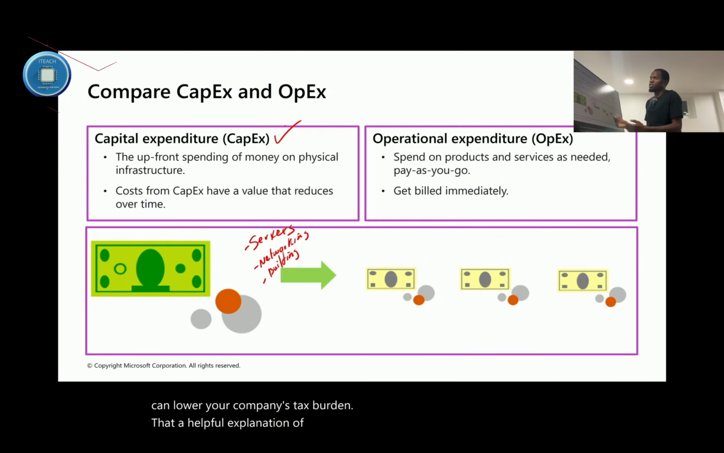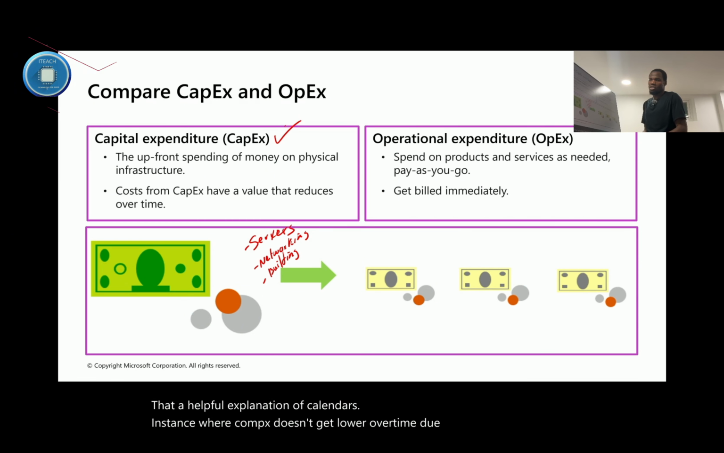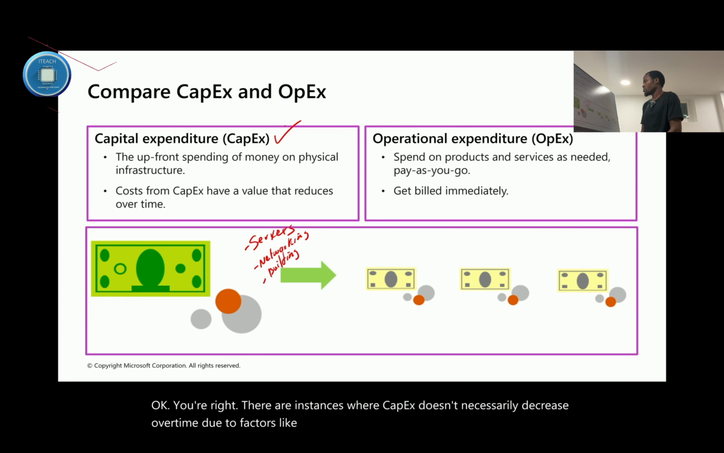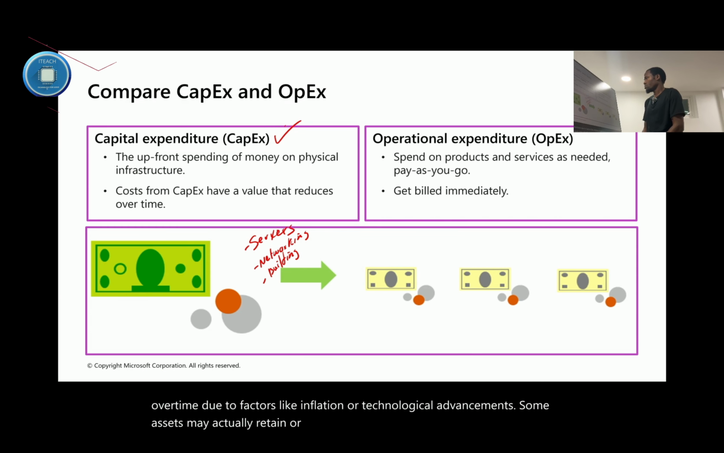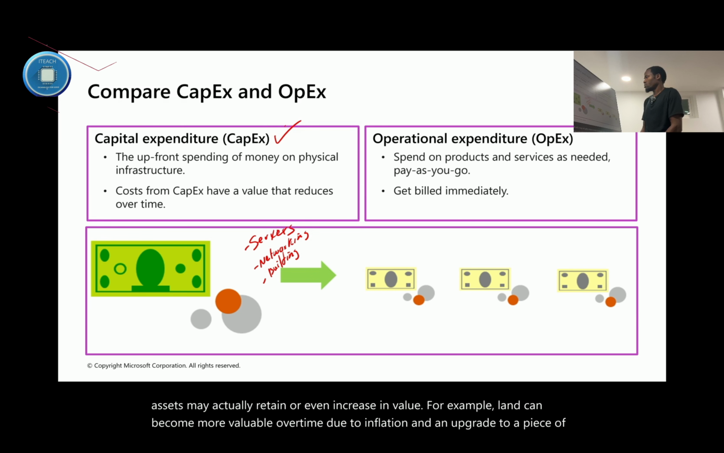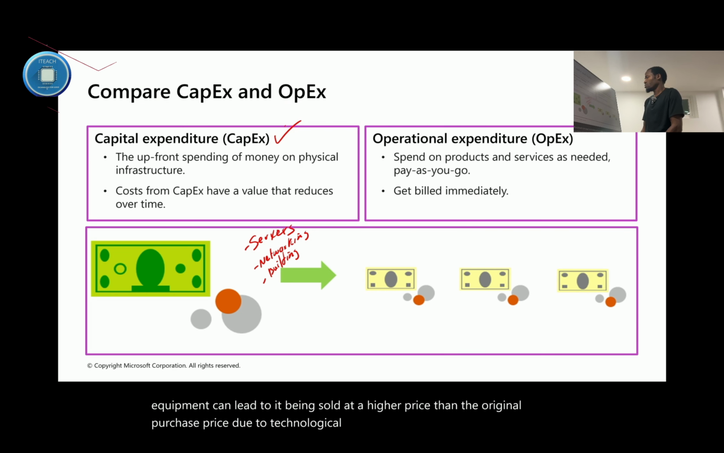Are there instances where CapEx doesn't get lower over time due to inflation or technological changes? Right. There are instances where CapEx doesn't necessarily decrease over time. Due to factors like inflation or technological advancements, some assets may actually retain or even increase in value. For example, land can become more valuable over time due to inflation, and an upgrade to a piece of equipment can lead to it being sold at a higher price than the original purchase price due to technological changes, even if it has been used. Would you like to delve deeper into other examples?